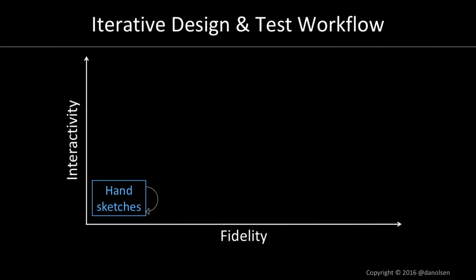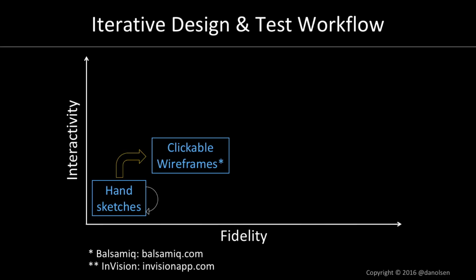So once the team's happy with hand sketches, usually then they switch to doing clickable or tappable wireframes. Now wireframes are higher fidelity than sketches, but they're not as high fidelity as mockups. And sometimes people use those terms interchangeably, but wireframes is usually reserved for lower fidelity.